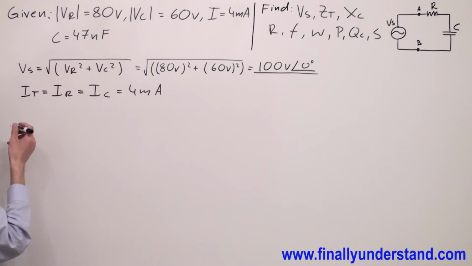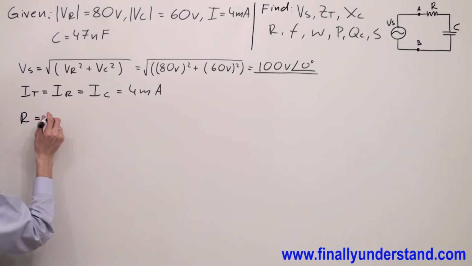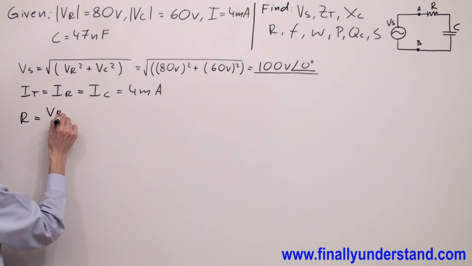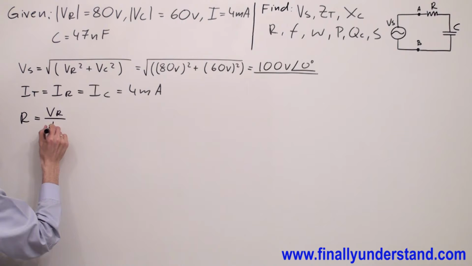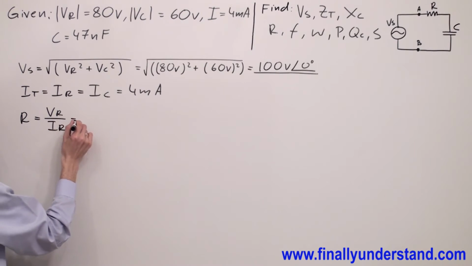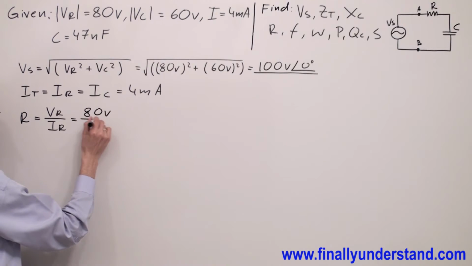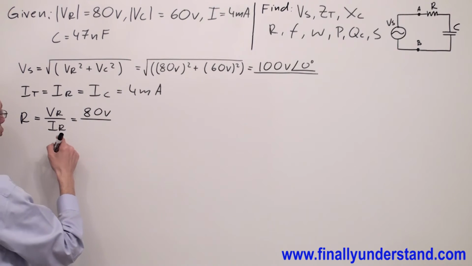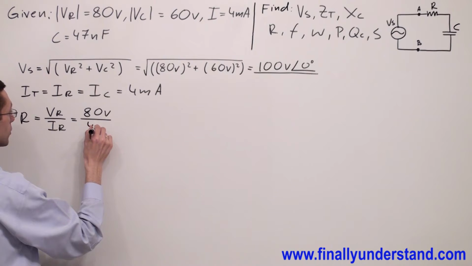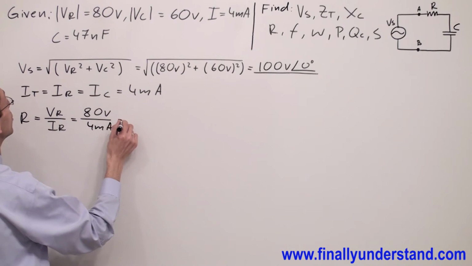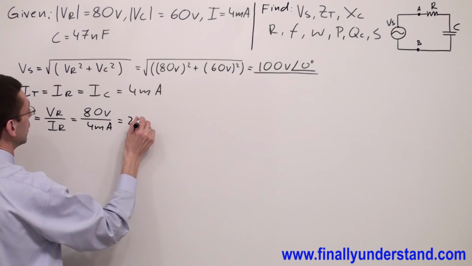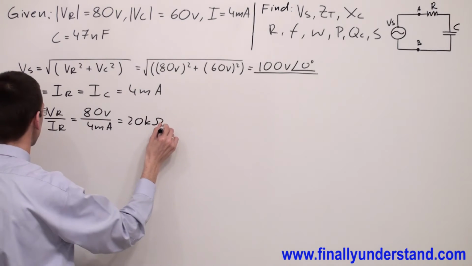We are going to find the angle soon. So, resistance is equal to voltage across the resistor divided by the current which goes through the resistor, where VR is equal to 80 volts and current which goes through the resistor is equal to 4 milliamps. So resistance is equal to 20 kilo ohms.